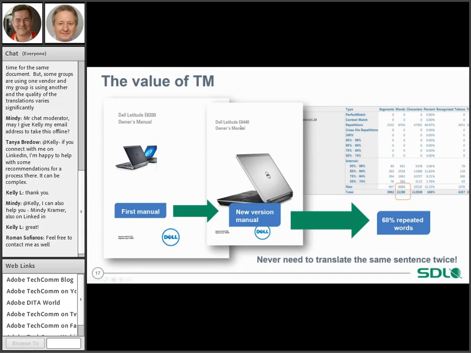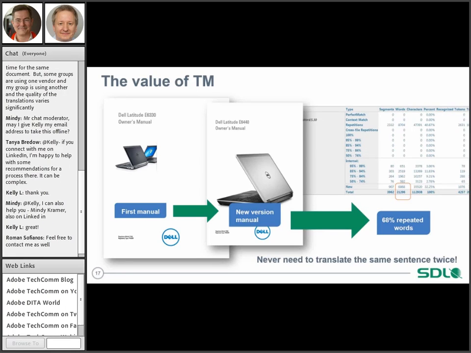So you know already, even without having a full translation memory available, that 68 of the words are repeated. For example, when you go from a C6330 to a 6440 for a Dell Latitude in the owner's menu, right? So this is exactly where translation memory shines.